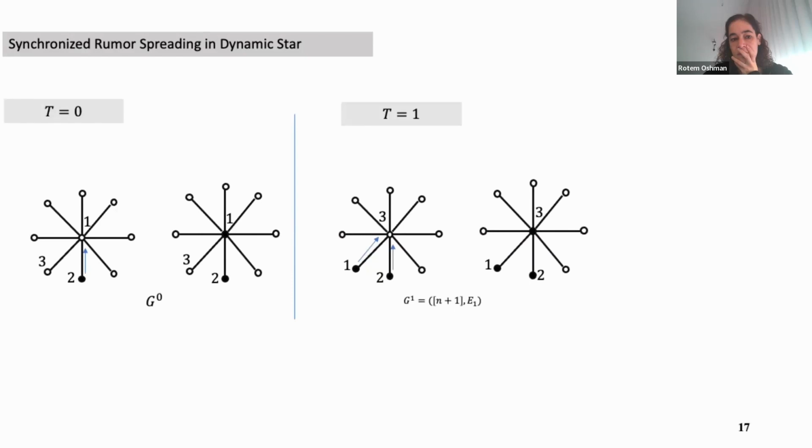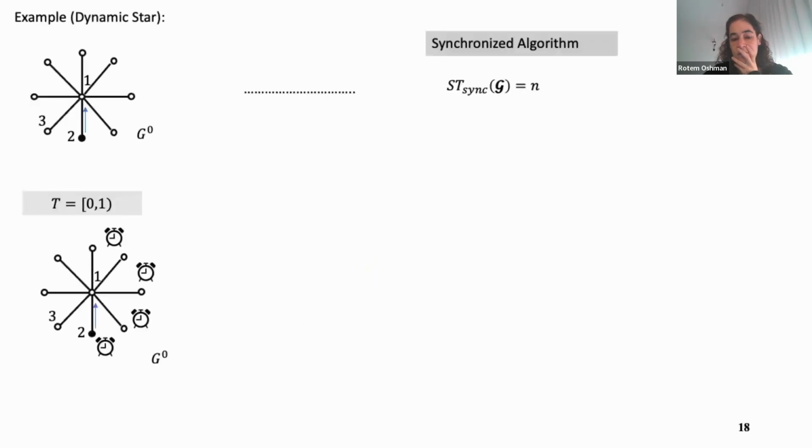The dynamic now continues until everybody gets informed, but one can easily see that in every round only one node gets informed. It is not hard to see that synchronous rumor spreading in dynamic stars takes n steps to inform all nodes, which is linear in terms of the number of nodes.